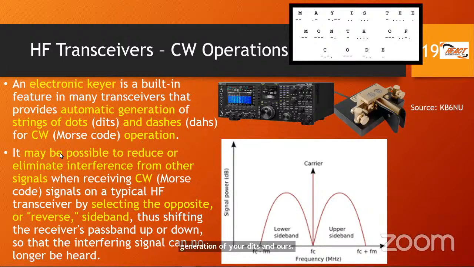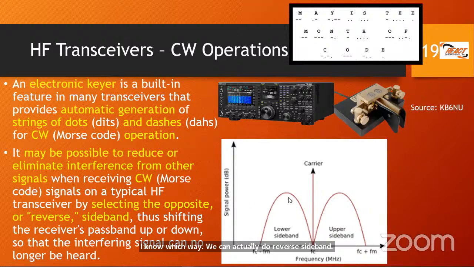Of course, we may be able to also reduce interference when we're operating Morse code. So if you remember correctly, an AM signal like this has with it the carrier and then you have the lower sideband and the upper sideband. So when we're sending our Morse code, we may be sending it on the upper sideband or the lower sideband. Either way, we can actually do reverse sideband. In other words, use the other one, selecting the opposite sideband.